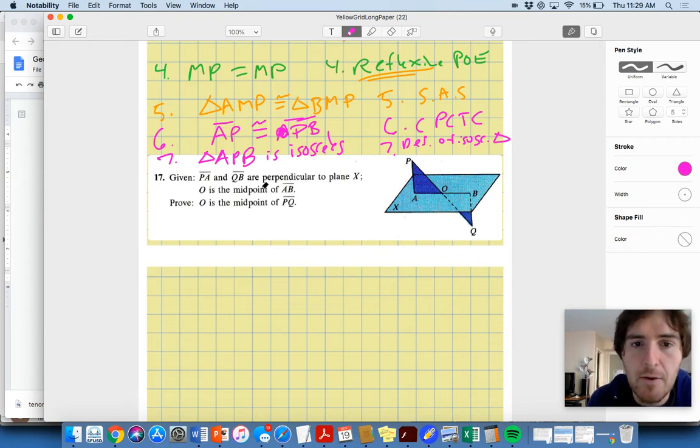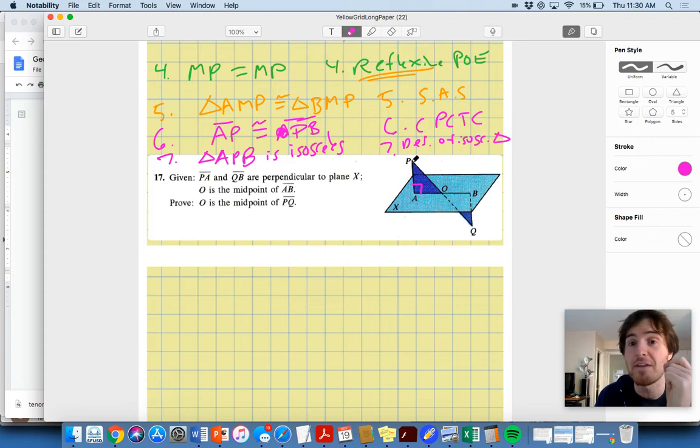So let's check this one out here. We'll mark stuff up to PA and QB, right? So segments PA and QB aren't perpendicular to each other. They don't intersect at all, actually. They're perpendicular to plane X. Perpendicular to planes. So here we have some lines perpendicular to planes. So what are we going to say? We're going to say PA is perpendicular to plane X, right? That's a given. But we can also say that PA is perpendicular to segment AB.